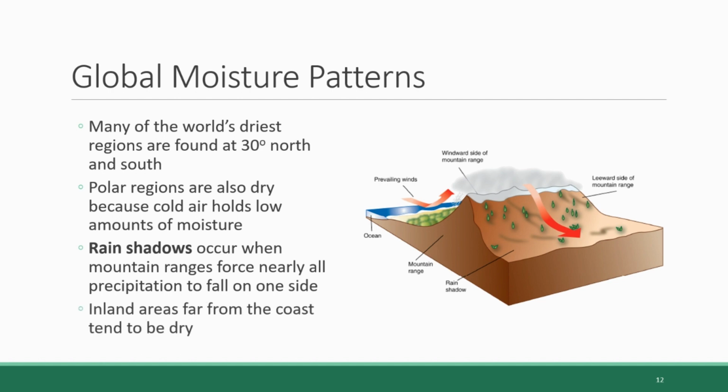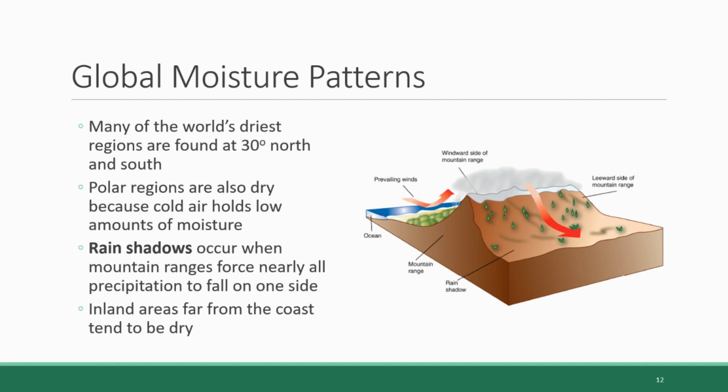And then finally, the geography of a region and how far away it is from the coast also plays a role in moisture patterns. The farther inland, the drier it tends to be, because the air has to travel a farther distance from the ocean to reach that area, and it loses most of its evaporated moisture by the time it gets there. So that gives you a sense of some of the moisture patterns that play into biomes.